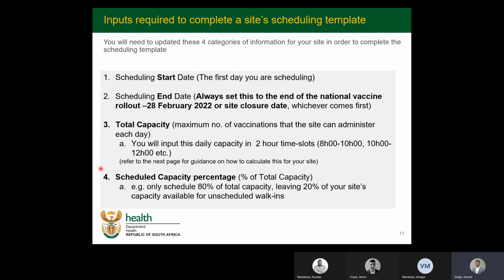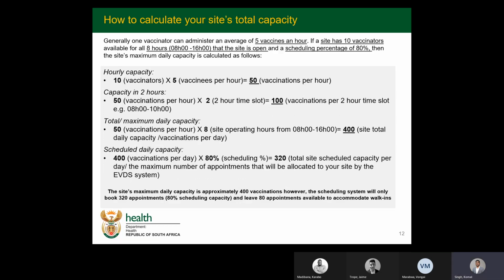The fourth one is a scheduled capacity percentage. So this is the percentage of total capacity. For example, only schedule 80% of the total capacity, leaving the remaining 20% of your site's capacity available for those that are not registered in the system for unscheduled walk-ins. Go into the next slide.